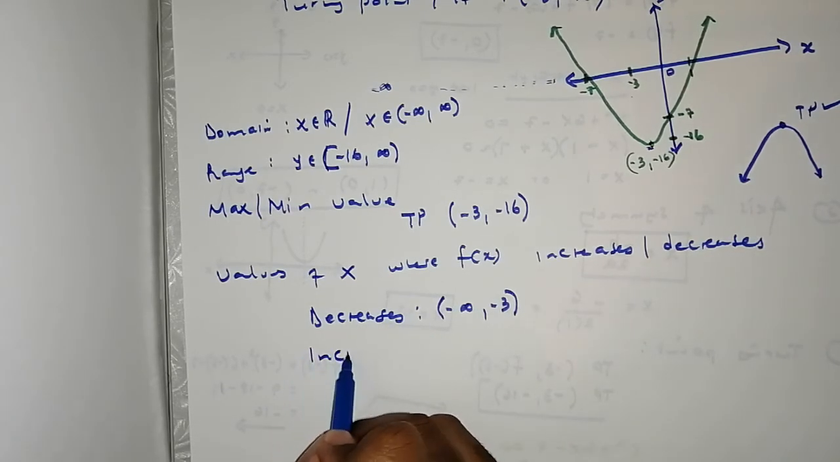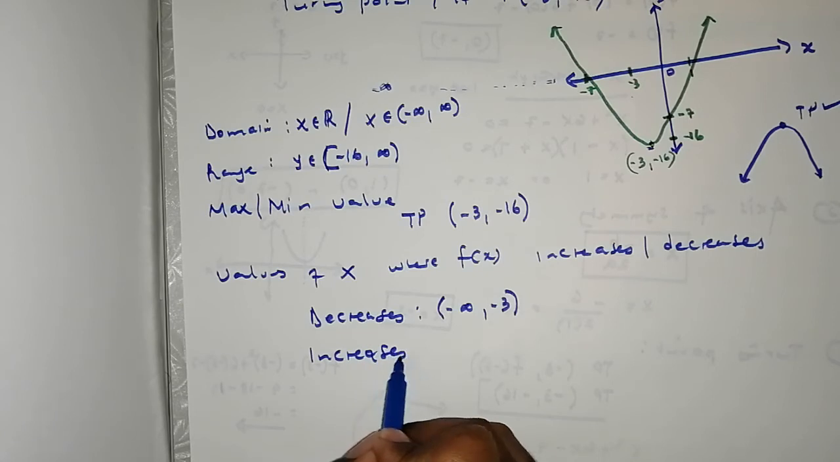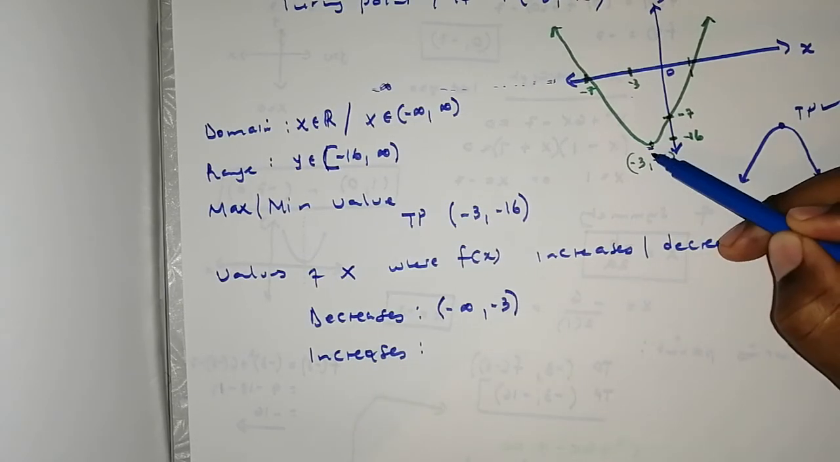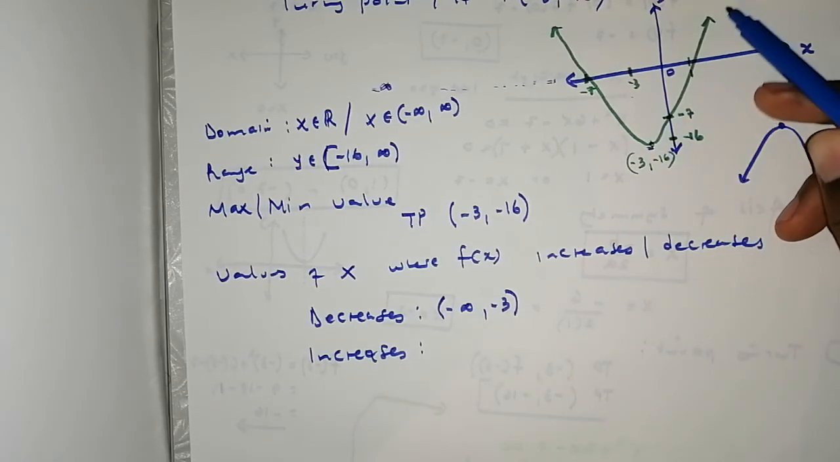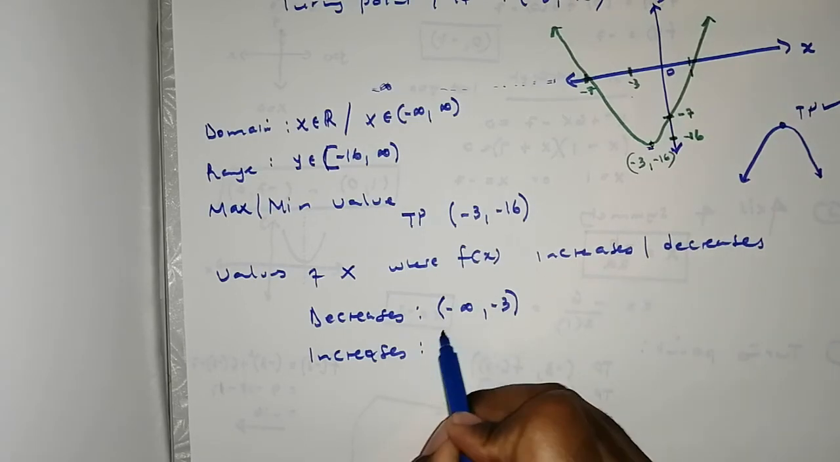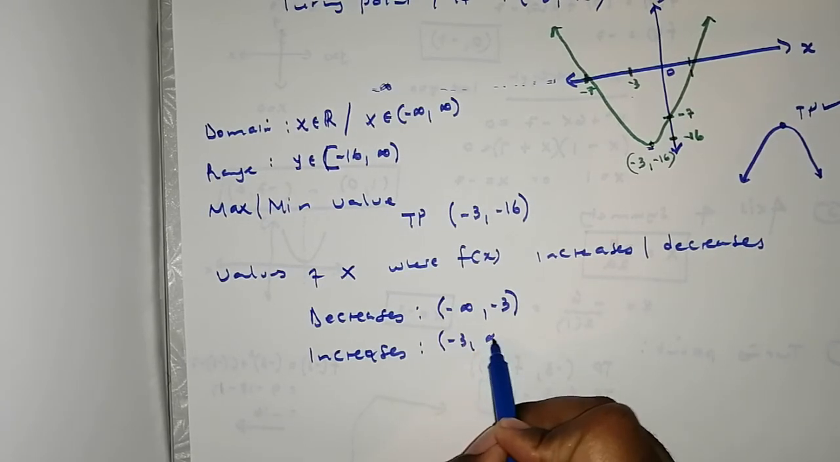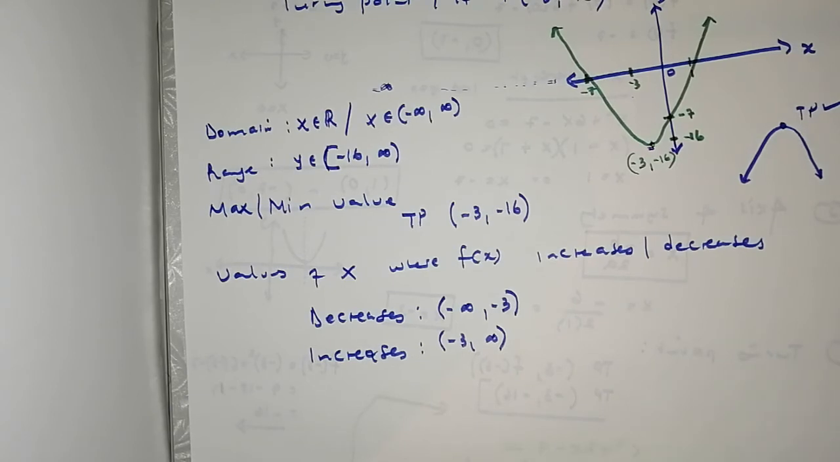Okay, where the graph increases, it increases from here. And then it goes up until infinity. So it increases from negative 3 up until infinity. So this is how we actually tackle such problems, guys.